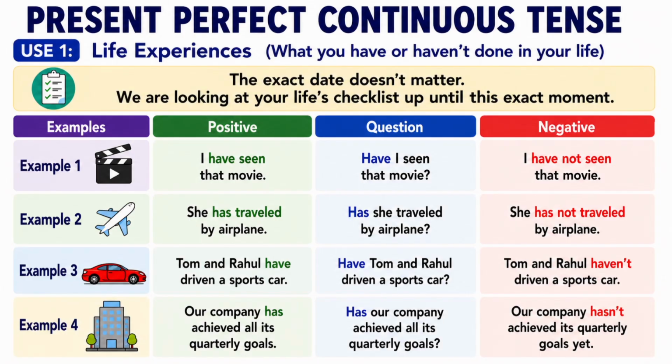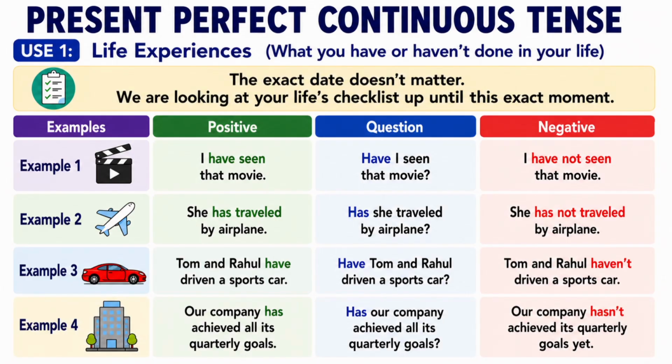Example 1. Positive, I have seen that movie. Question, have I seen that movie? Negative, I have not seen that movie. Example 2. Positive, she has traveled by airplane. Question, has she traveled by airplane? Negative, she has not traveled by airplane.